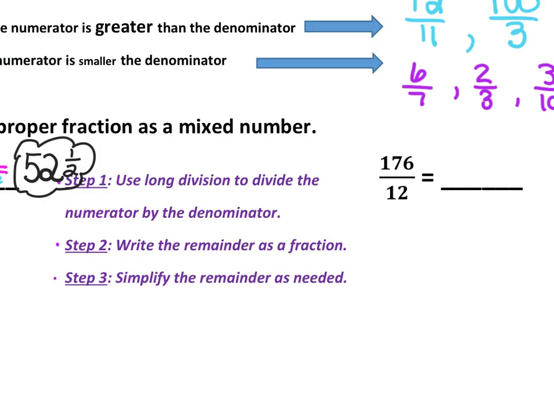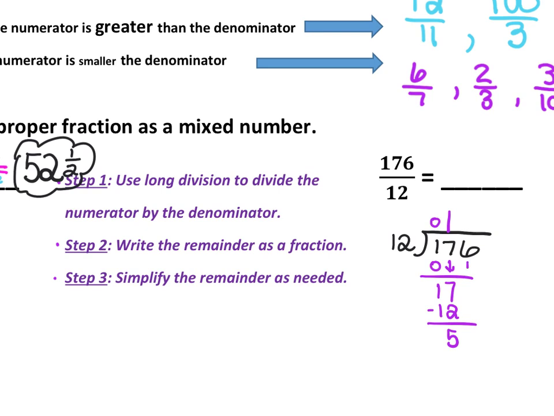All right, let's continue with our next example. And again, we're going to follow those 3 steps. So first step is long division. So I'm going to write my top dog in the doghouse here, 176 divided by 12. 12 doesn't go into the 1. Bring down the 7. 12 goes into 17 one time. 1 times 12 is 12. I have a 5 there.